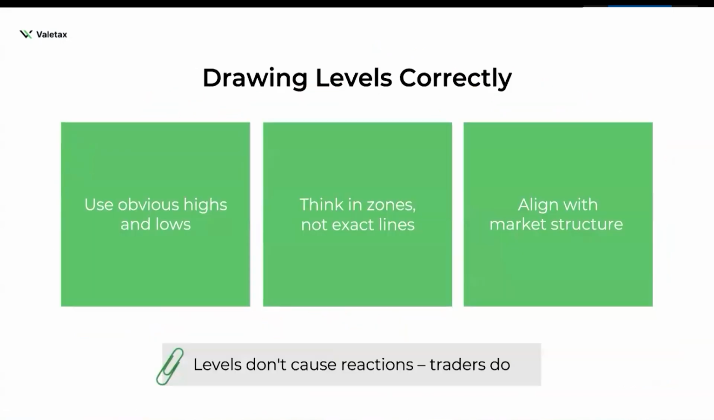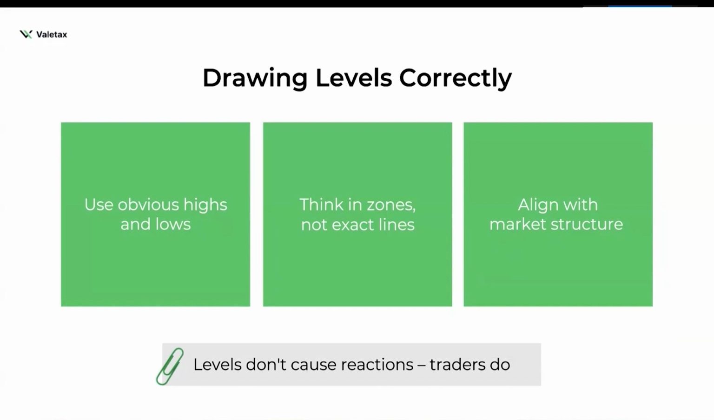Moving forward, now we need to understand how to draw these levels correctly. In order for us to identify resistance, we want to use the obvious highs, the points where sellers constantly came into the market from. So we're looking at every possible high that sell liquidity pulled into the market. And for the support levels too, where buyers were consistently buying from.